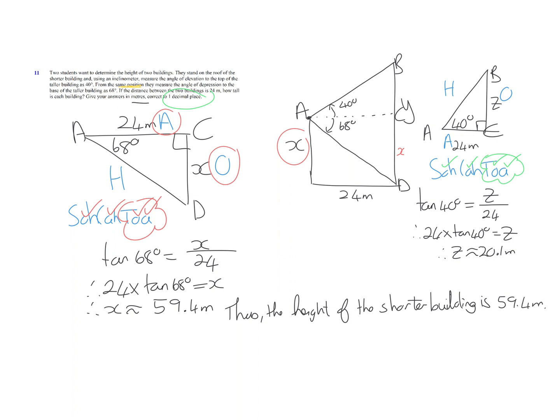But what about the taller one? The taller one is Y, there, and Y is when I add X and Z together. So I need to go X, 59.4, add Z, which is 20.1, and that works out to be 79.5 meters. And you should check before you round it, so you should add up on your calculator 24 tan 68 and 24 tan 40 to make sure it's 79.5 to 1 decimal place.